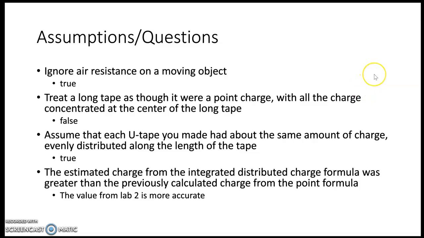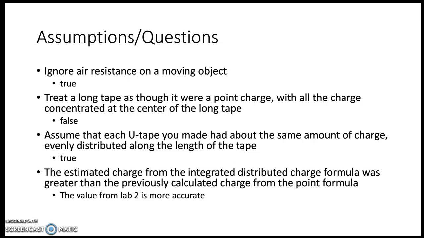Some assumptions that were made in this calculation: there's no air resistance since the tape isn't moving. For Lab 2, it was assumed that the tapes were very small individual charges instead of one center charge, which was the assumption made in Lab 1. And the assumption had to be made that the charge was evenly distributed because there wasn't enough information to build a model where the charge was not evenly distributed. So this helped with computation.